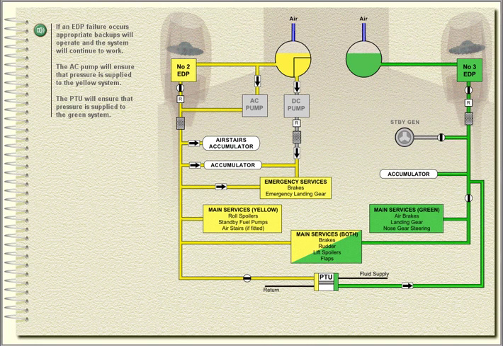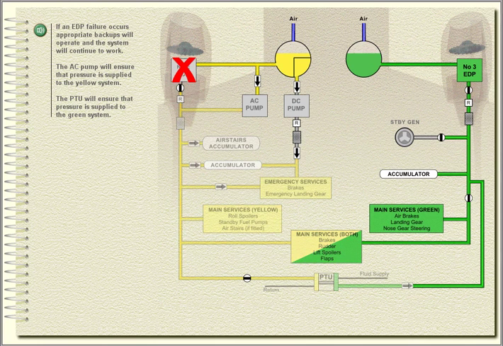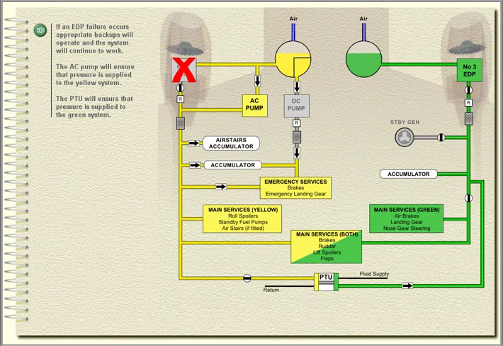If an EDP failure occurs, appropriate backups will operate, and the system will continue to work. The AC pump will ensure that pressure is supplied to the yellow system. The PTU will ensure that pressure is supplied to the green system.